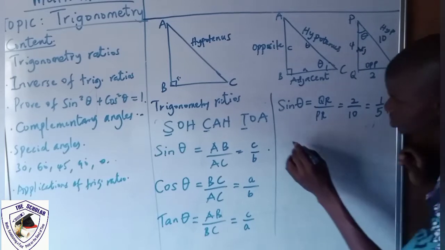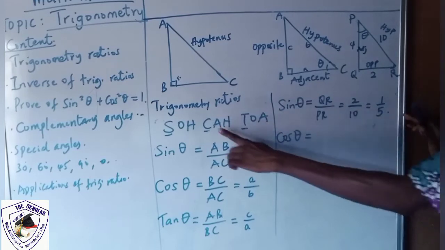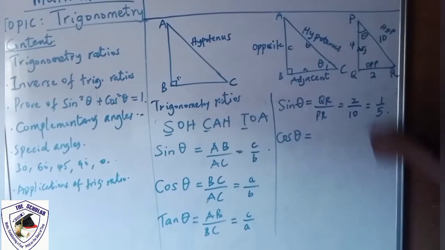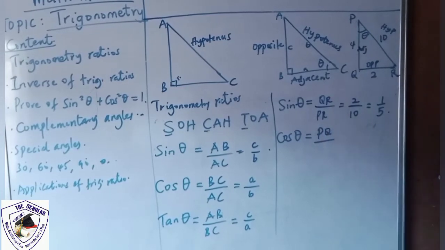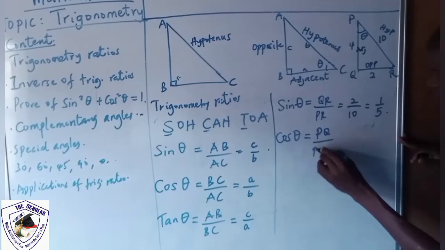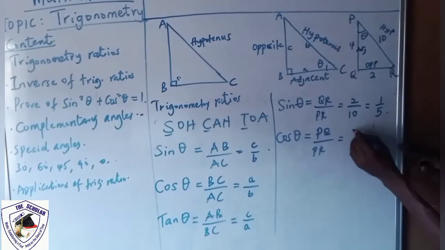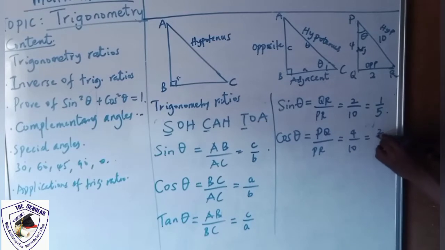Let's take the second one. Cos theta, which is what? Adjacent over hypotenuse. So let's go to the diagram. Our adjacent is PQ, all over the hypotenuse, which is PR. So if you input the numbers, our PQ is 4 and our PR is 10. We can also reduce this to the lowest fraction: 2 in 4, 2; 2 in 10, 5. That gives us 2 over 5.